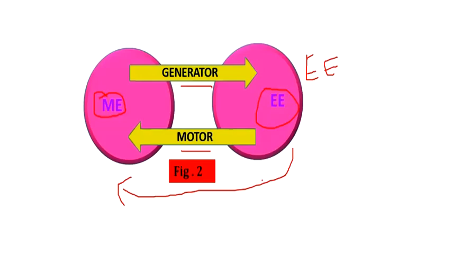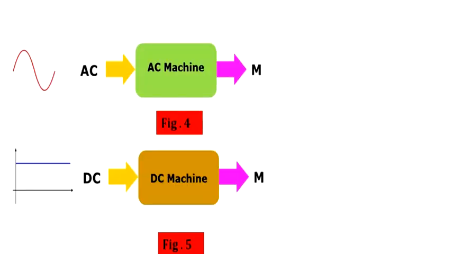For motors, we are giving electricity to the motor. Electrical energy is the input and it rotates. The rotation, mechanical energy, will be the output. This is the basic classification of electrical machines: generators and motors.